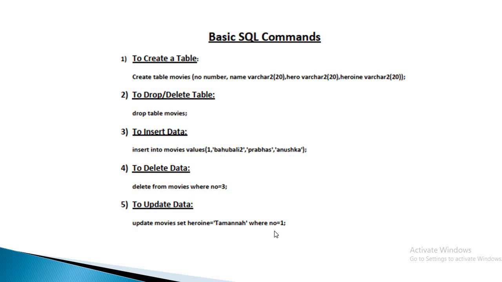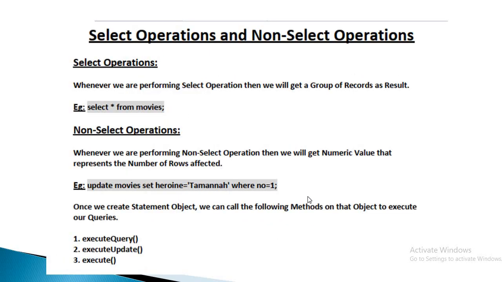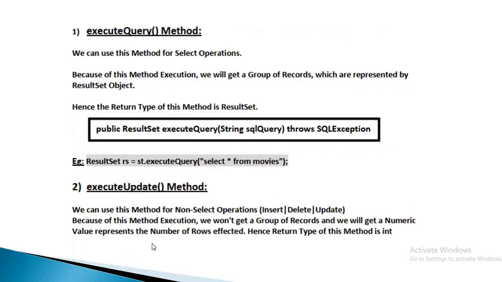So these are the basic SQL queries to create a table, drop a table, insert into a table, delete from a table and update a table. These are basic SQL commands. To retrieve data, we can use select star from movies. To update, we use update table name, set column name equal to a value where roll number equals 1.